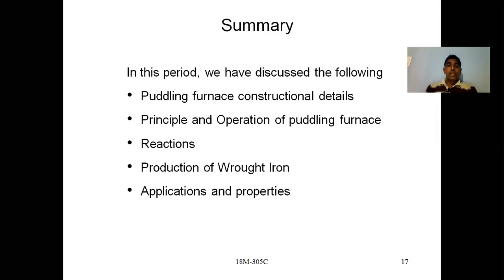These things we have already discussed. So this is the summary. What are the things we have discussed? Puddling, constructional details, principle and operation of the puddling furnace, reactions in three stages, production of wrought iron, application and properties of wrought iron, and the composition of wrought iron.